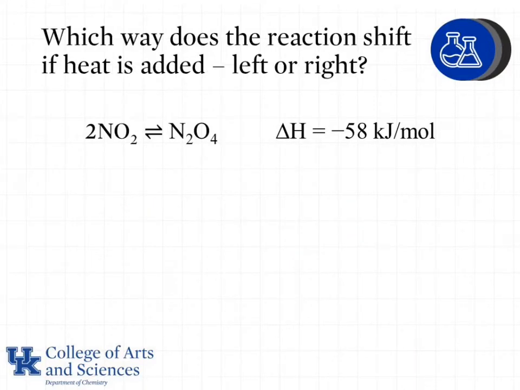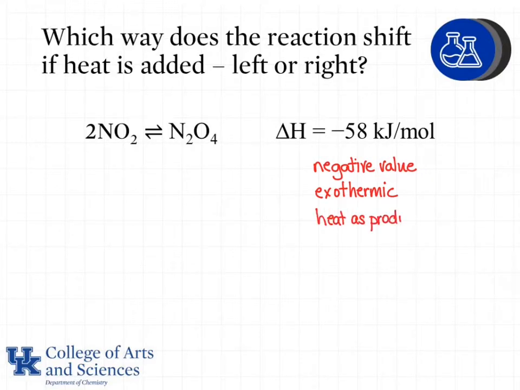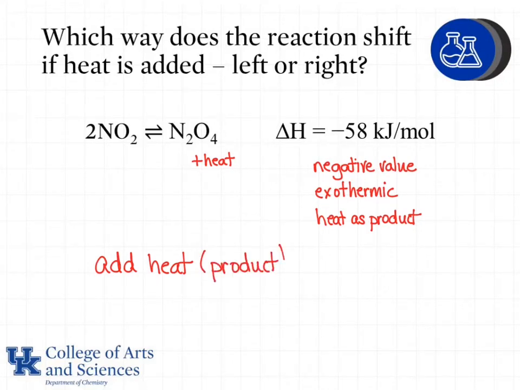Which way does the reaction shift if heat is added, left or right? We have a negative enthalpy value, so we have an exothermic system, which means heat is behaving as a product. If we add heat, it's the same as adding any other product. Therefore, the reaction will shift to the left to use up some of the excess heat.